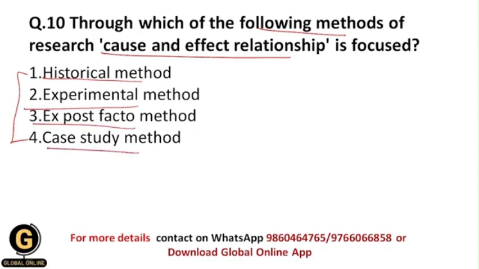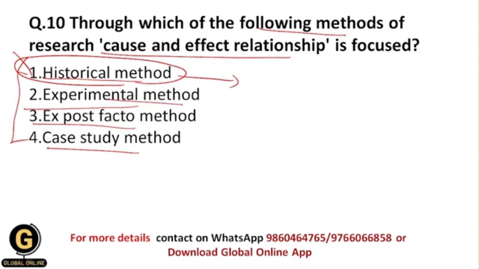So now students, all of you understood that in the historical method basically we are going to study the past events and we are going to predict our future and present based upon the past events, and here there is no kind of cause and effect relationship that we are going to study. Okay, that's why this option is eliminated.